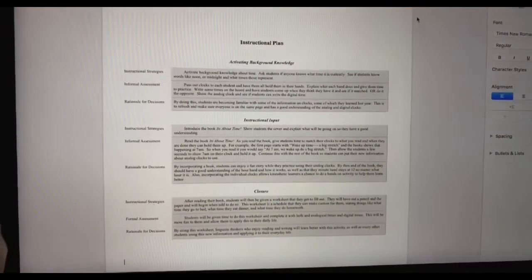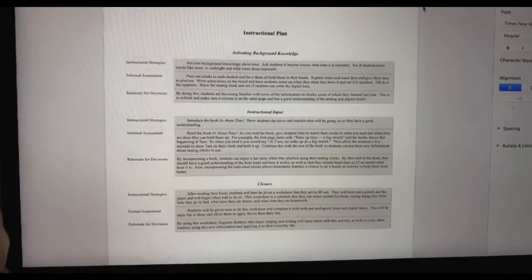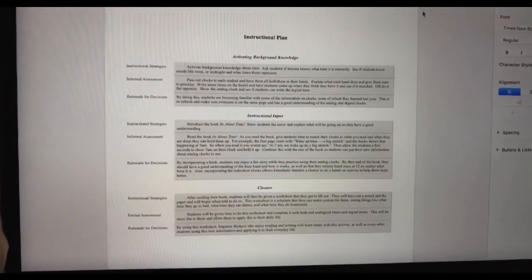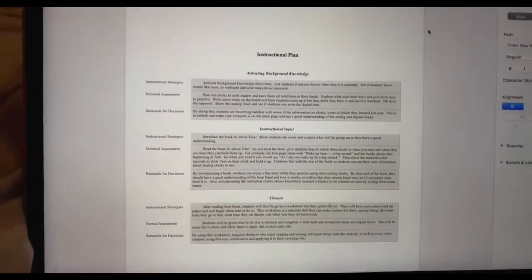So this is what my instructional plan looks like. It's broken down into 3 different parts: the activating background knowledge, instructional input, and closure. How my lesson will begin is I'm going to start by activating background knowledge, just seeing if anybody knows anything about time, clocks, anything like that. It could be as simple as just pointing to the clock on the wall and saying, hey, does anybody know what time that says? Or if students know any terminology like when noon is, midnight, or what times those represent.